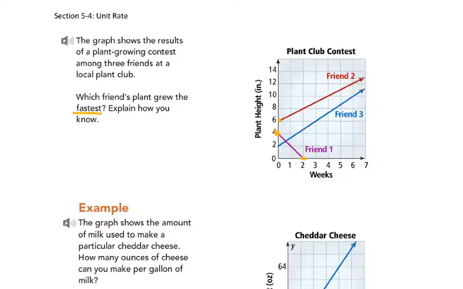Friend 2's plant starts here, and we're going to take a look at that point right there, which is the point (6, 12). So that means after 6 weeks, the plant was 12 inches tall. But if we take a look at where it started at 6 inches tall, that means that it grew 6 inches in 6 weeks.